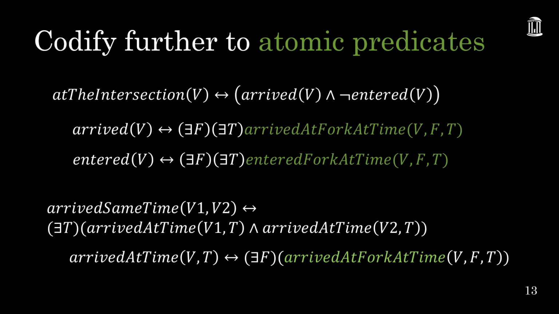Now we need to define each predicate that appeared in the rule. If a predicate has enough logical content, we define it as a first-order formula based on simpler intuitive predicates. Otherwise, we treat it as an atomic predicate and give a mathematical definition. For example, vehicle V is at the intersection if it has arrived but has not entered the intersection yet. And vehicle V has arrived if it has arrived from some fork F at some time t. We treat the predicate arrived at fork at time as an atomic predicate, which represents a discrete event with t denoting its timestamp.